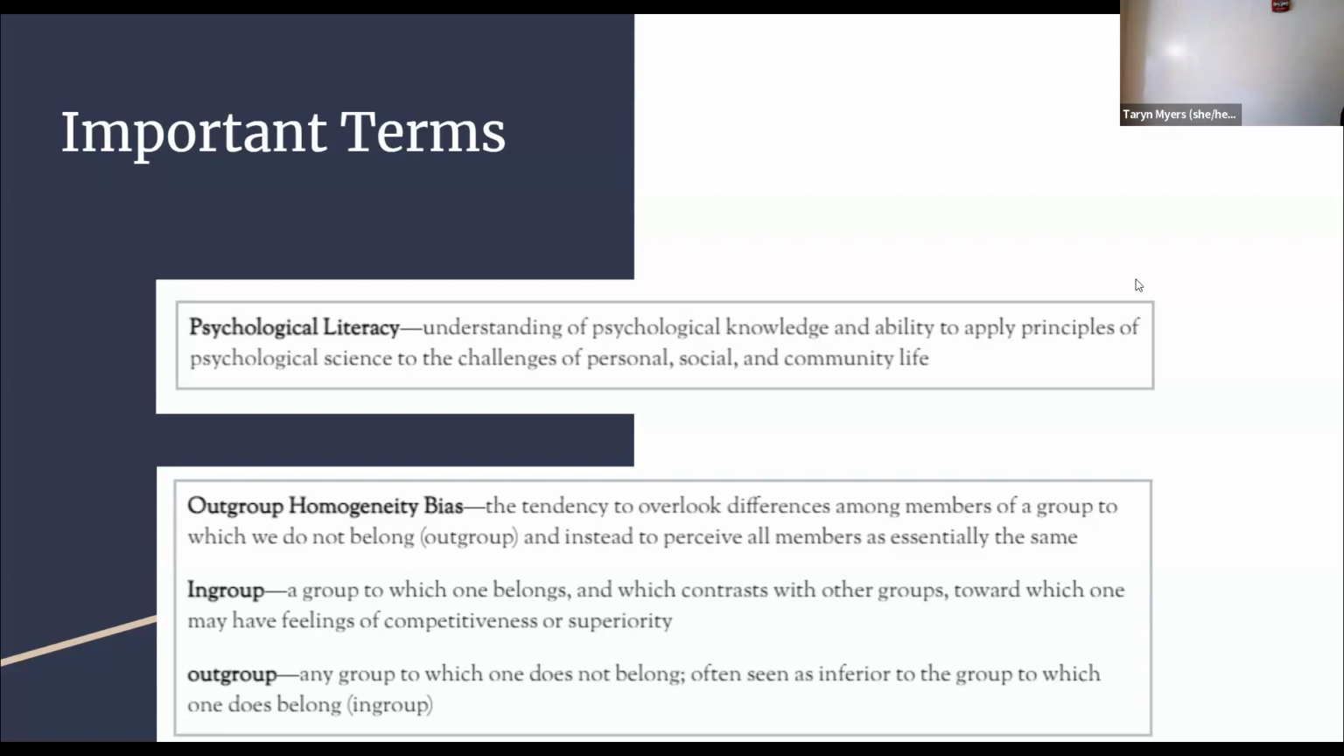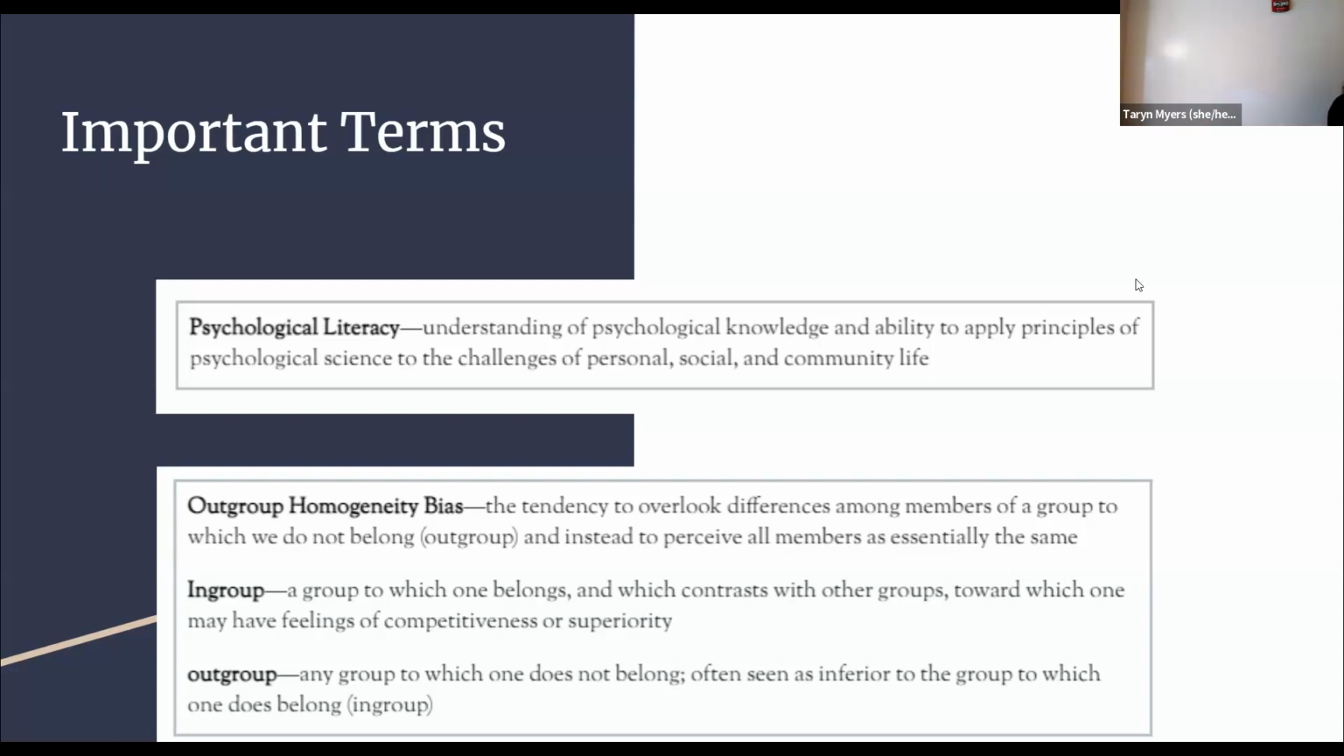And this can also be racial. This can be sexuality, nationality, things along those lines. Everything like, oh, those people, them, they're different than me. An in-group is the group to which we belong, and we contrast that with other groups. And sometimes we may feel competitive against other groups, and sometimes we feel a sense of superiority. And sometimes that sense of superiority is backed up by who gets the resources in society. And an outgroup is groups to which we do not belong. They're often seen as inferior to our group.